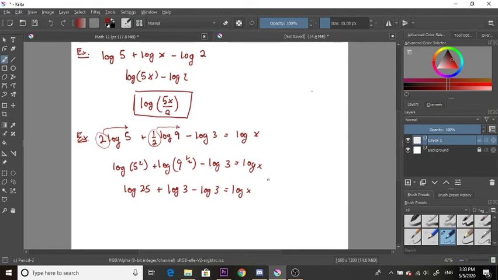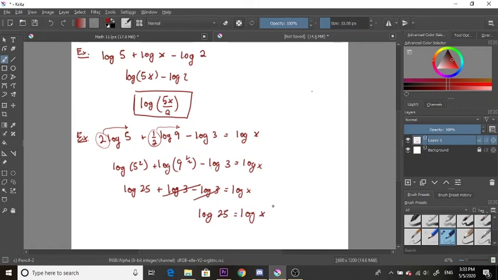So if we take a look, we have two of the exact same logs. We have log 3 that is positive, and then we have log 3 that's negative. Since this is positive and this is negative, we can easily just cancel them out. So now we are left with log 25 is equal to log x.